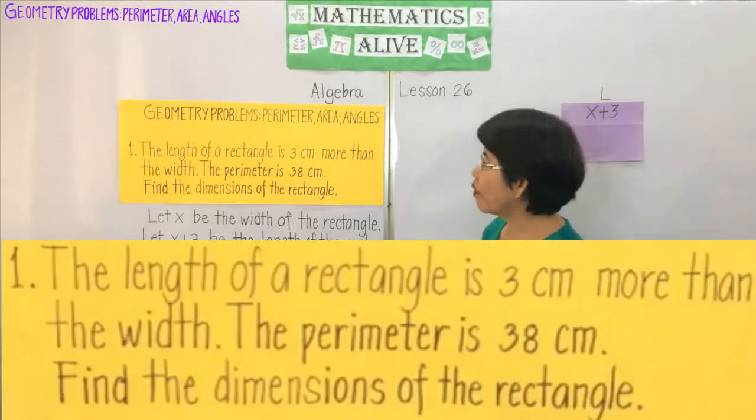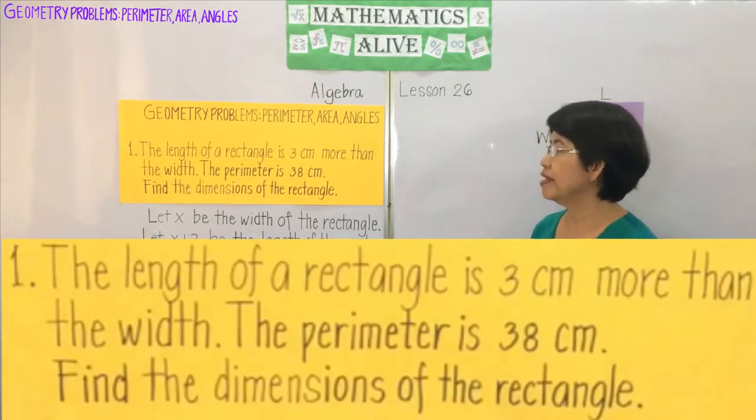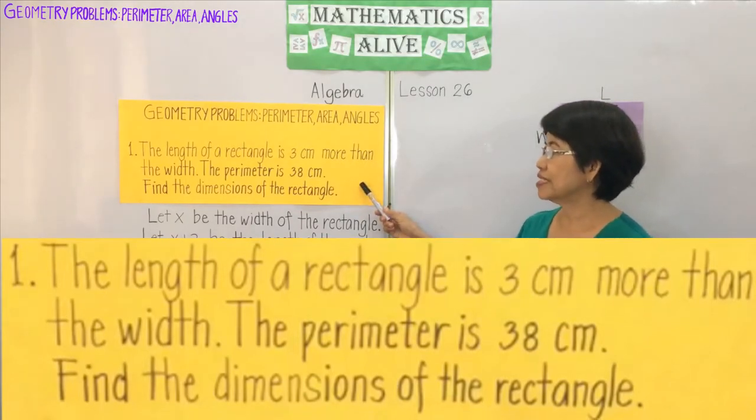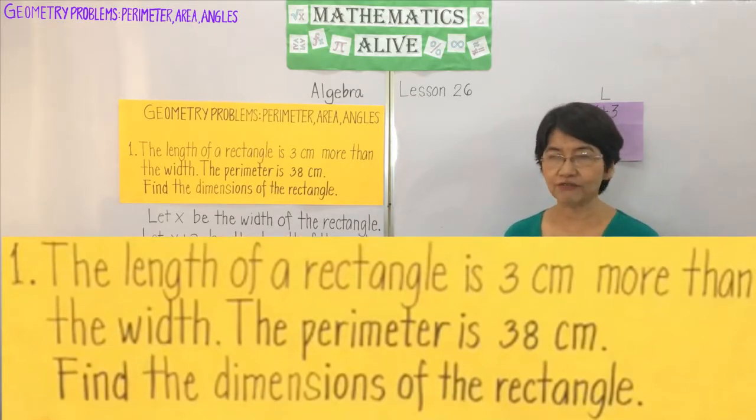First, number 1: the length of a rectangle is 3 centimeters more than the width. The perimeter is 38 centimeters. Find the dimensions of the rectangle.